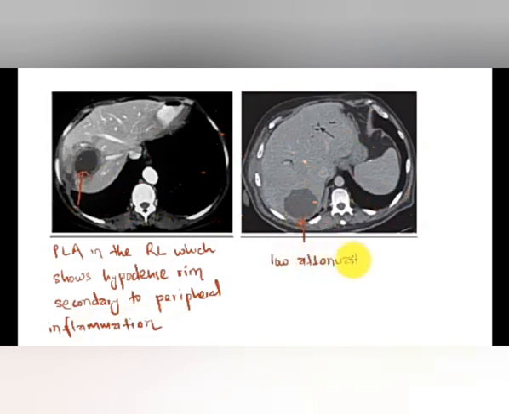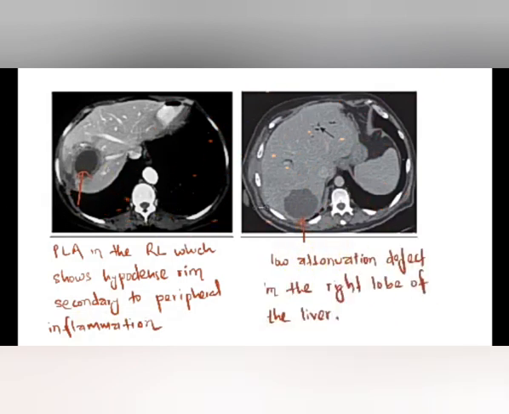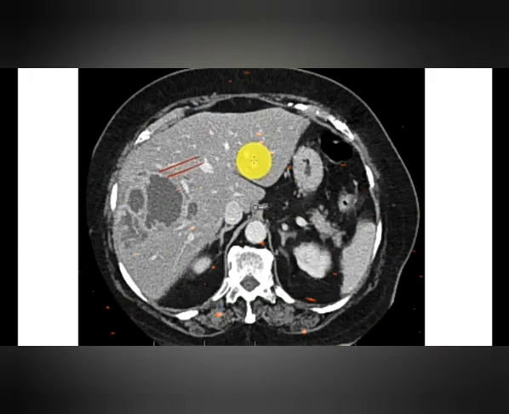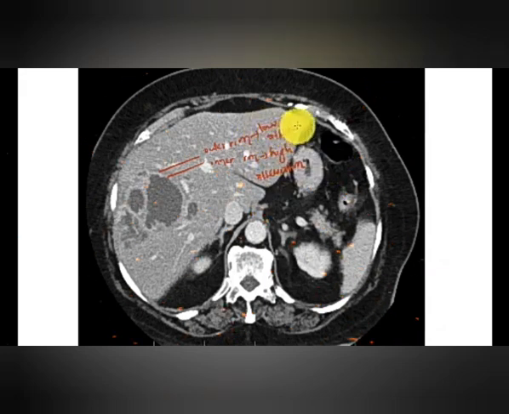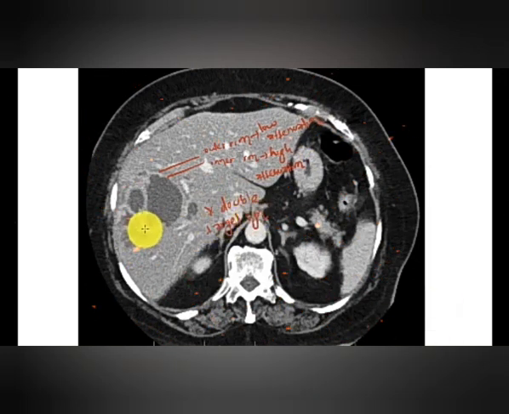This is a low attenuation of the liver. Here we have a CT scan showing the rim, inner rim and the outer rim. The inner rim is high attenuating and the outer rim is low attenuating. This is called double target sign.